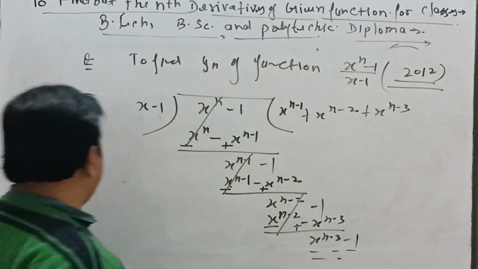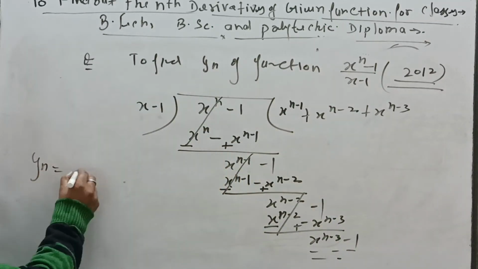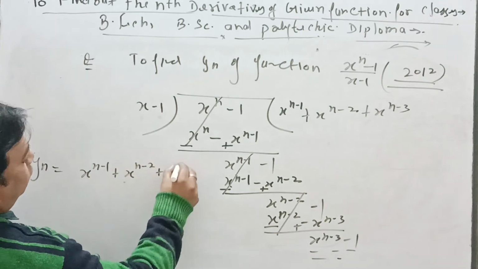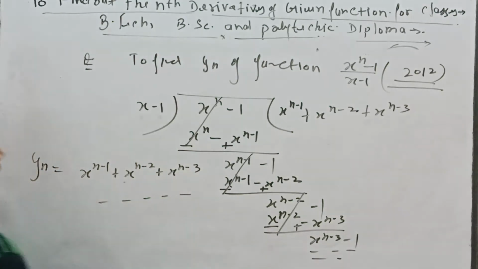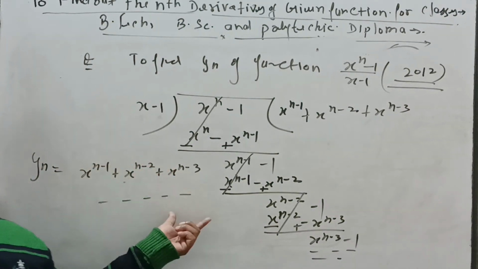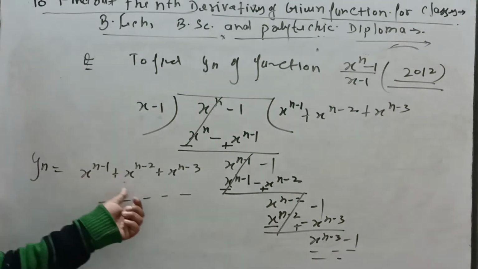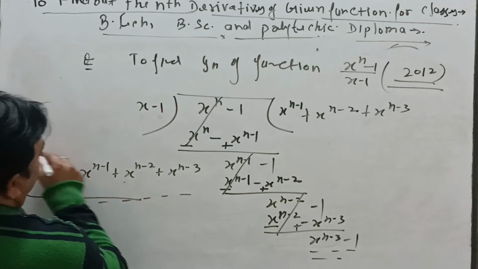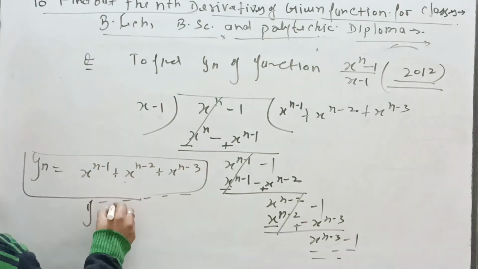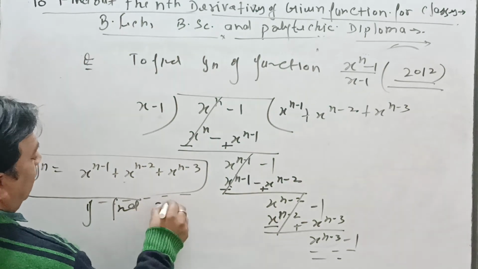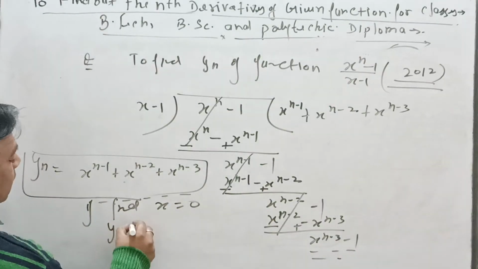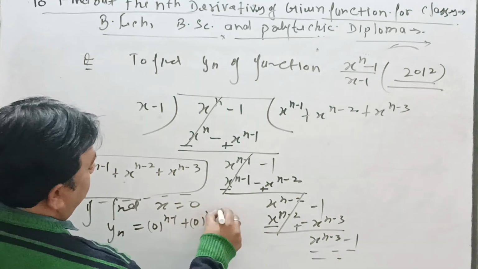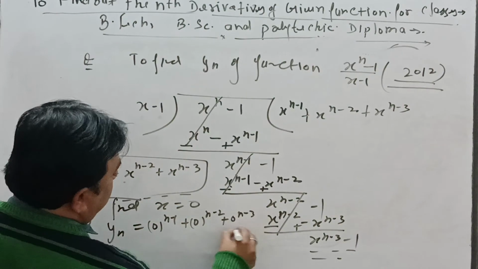So you write the value of yn equals x to the power n minus 1, x to the power n minus 2, x to the power n minus 3, and so on. This is the nth derivative of the given function. After that you find yn at 0. If x equals 0, then yn equals 0 to the power n minus 1, 0 to the power n minus 2, 0 to the power n minus 3, and so on.